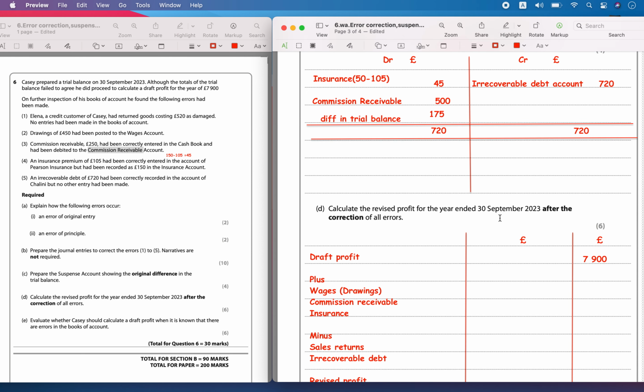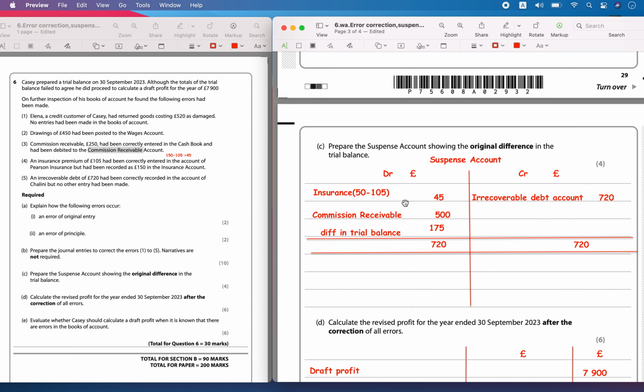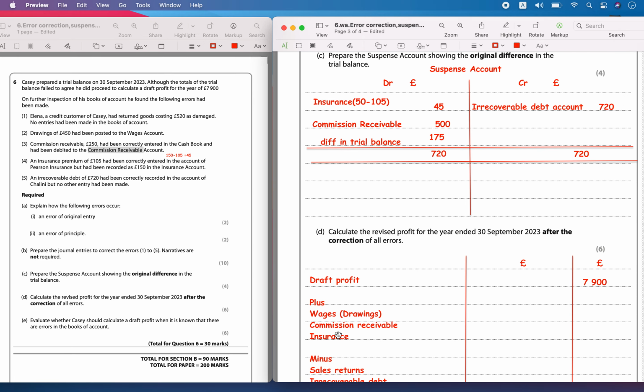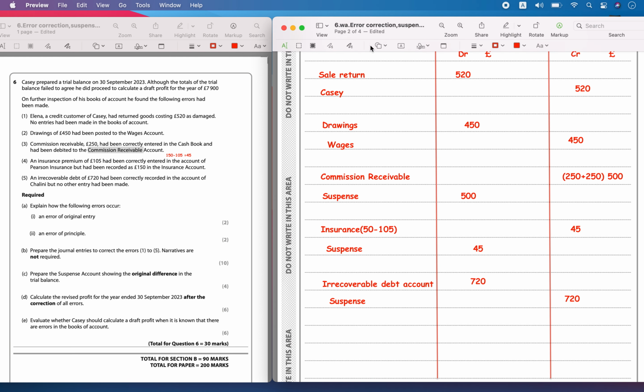Then next one is calculate the revised profit for the year ended 30th September 2023 after the correction of all the errors. So the draft profit is given as 7,900. Now, any decrease in wages, increase in income, decrease in expense, it's going to be added to the profit.